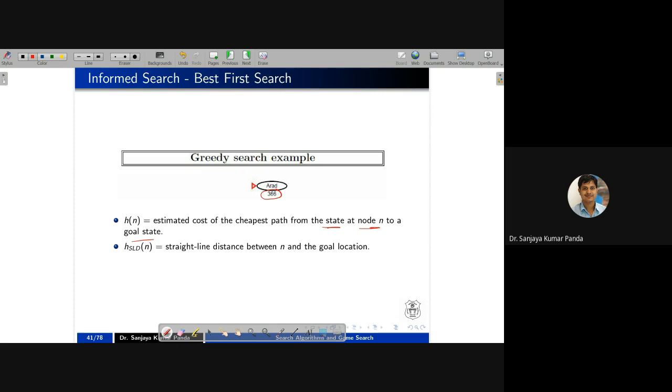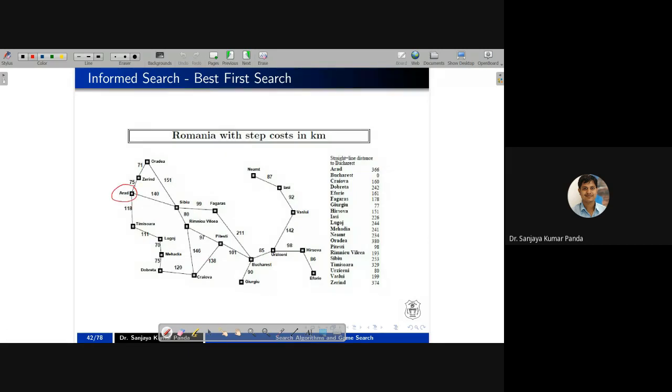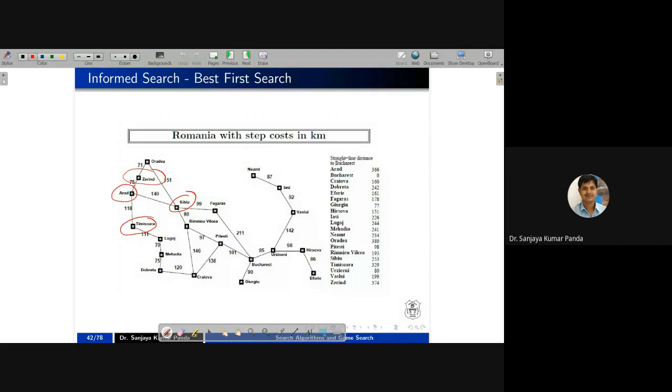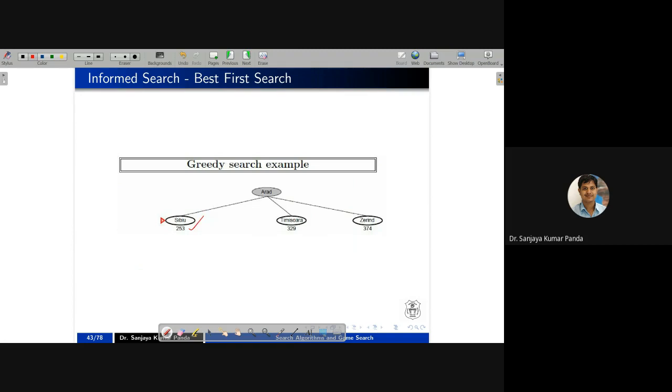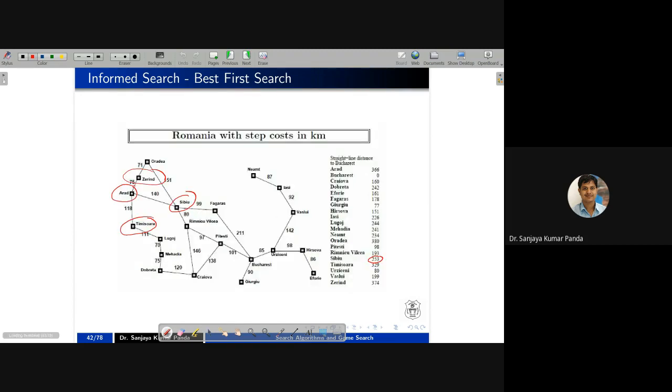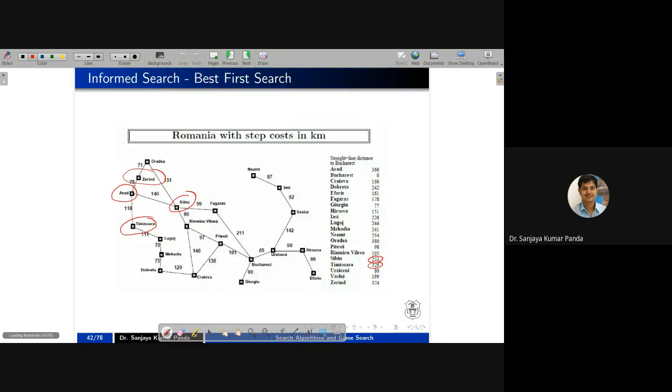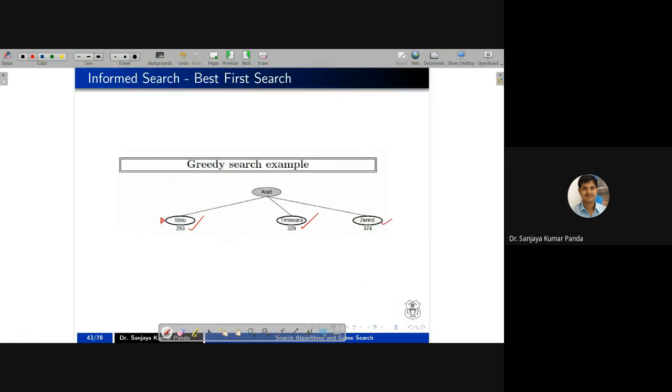Now what I have to do? I have to expand Arad. If you expand Arad, what will you get? You will get this city T, this city S, this city Z. But what is the distance from S to B? You see here, 253. I have written here 253. What is the distance from T to B? T to B is 329. Here you can see the value is 329. What is the distance from Z to B? 374. Here you will find 374.